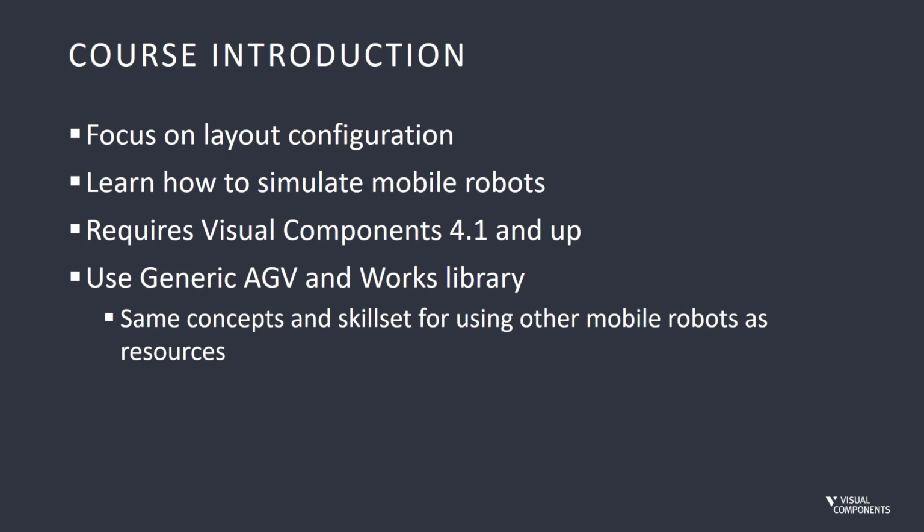You'll also learn how to simulate mobile robots, so how they can be assigned tasks, go to and from different locations, use set pathways, assigned routes, and so on. This does require Visual Components 4.1 or higher, so I'm using 4.11 at the moment. And we will primarily be using our generic AGV library that we have available in our eCatalog panel, along with the Works library. So once you know how to use one mobile robot in our eCatalog library, you know how to use them all, more or less, because it's the same concepts, same skill sets for all those other robots, because they're being used as resources with the Works library.